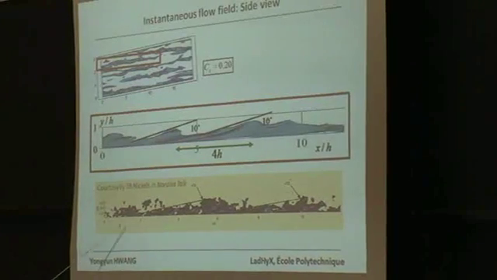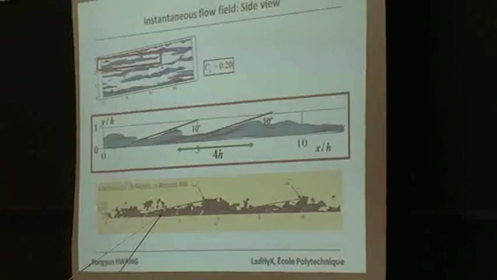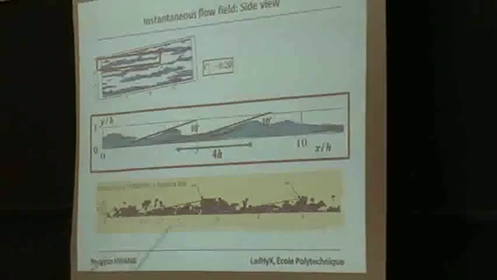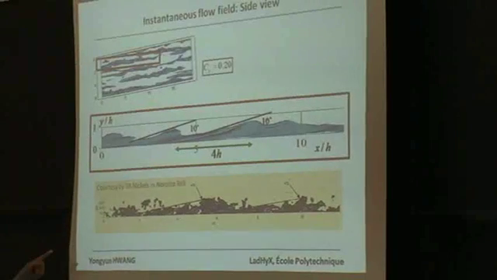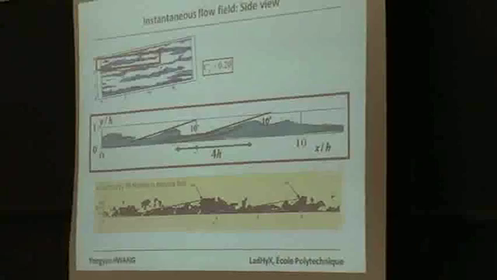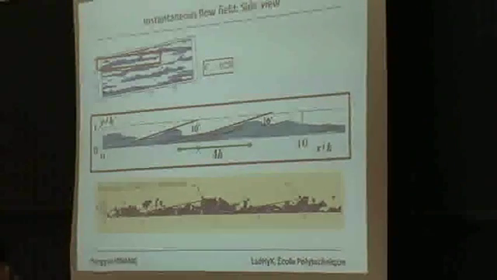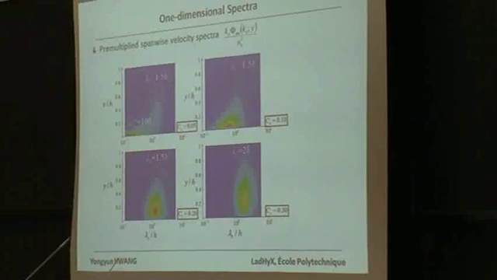And this is the turbulent boundary layer, and this is a result from PIV measurement. And you see the same inclined angle. So this inclination is actually related only to the large scale dynamics. So now we take a look at the spectra to know what's going on in that.